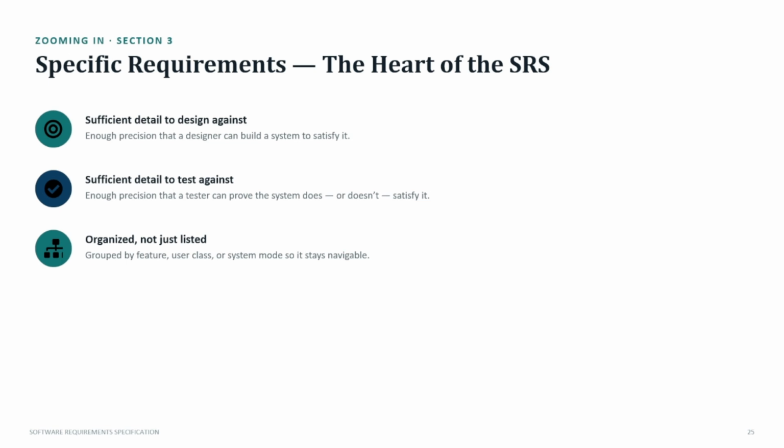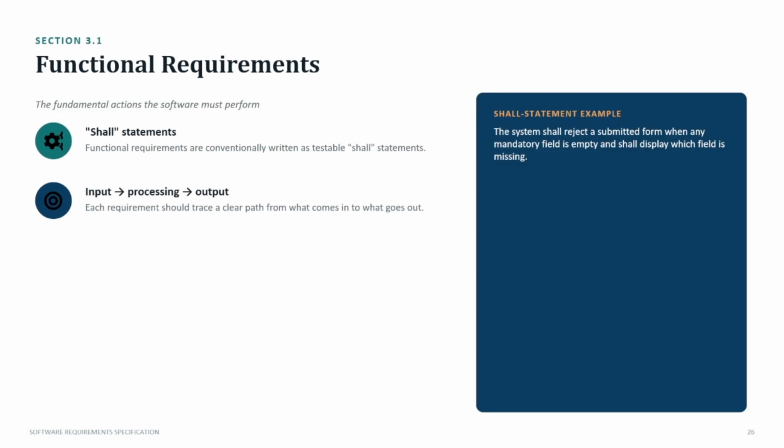Sufficient detail to design, sufficient detail to test, organized, not just listed. So everything should be organized properly, with sufficient details so that it can be tested, and sufficient details so that it can be designed. Then functional requirements are shall statements. Functional requirements are written as testable shalls. The system shall reject a submitted form.